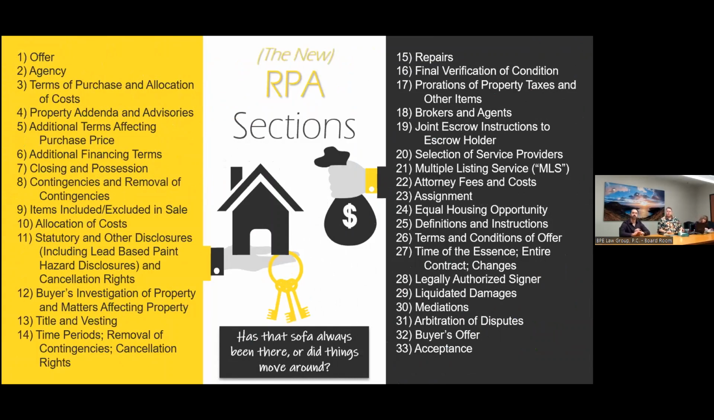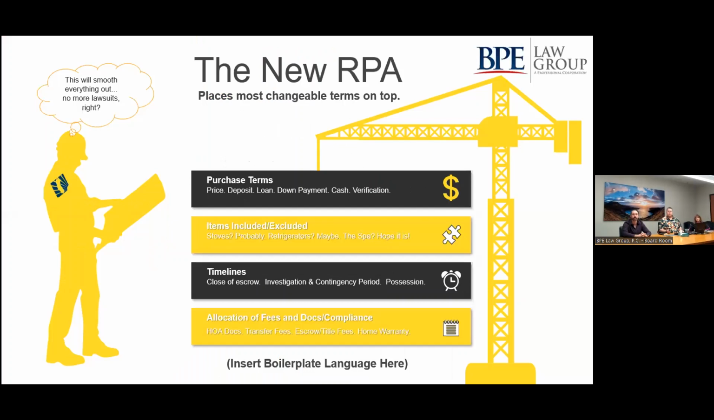All right, and so this is where everything ended up. It's a lot of the same ones you'll recognize. 14 is still time periods and removal of contingencies, offer and agency. 1 and 2 are still the same, but you'll notice in between there, a lot of things have moved around. So the whole idea for C.A.R. was to put all of the changeable or malleable terms up front.